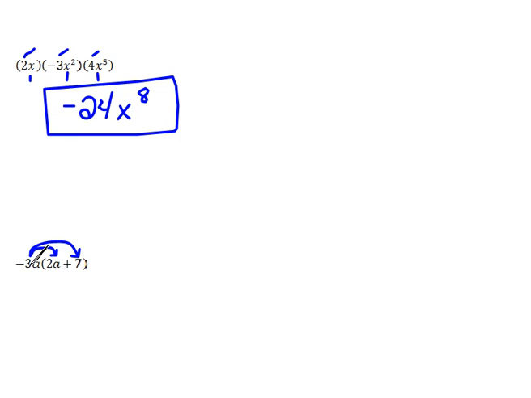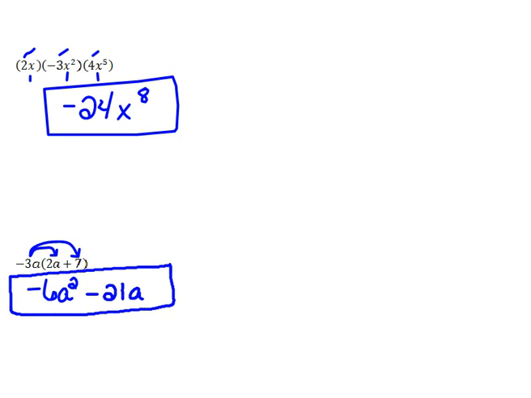So let's begin. Negative 3a times 2a, we're going to multiply number parts and then letter parts. So we would have negative 6, and then a times a would be a squared. Now we have done the multiplication to the first term. Negative 3a times 7 would be negative 21a. Now we're done. And that is distribution.